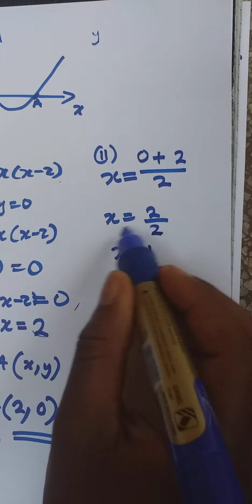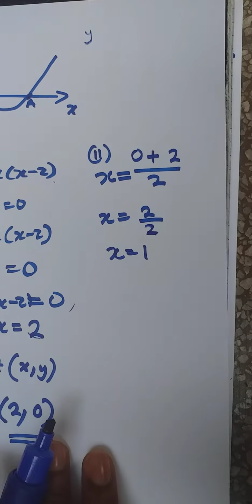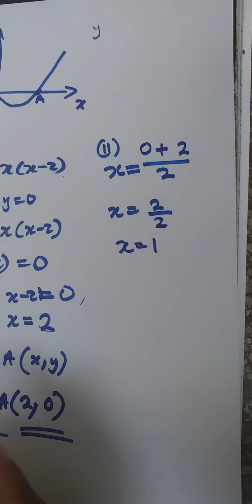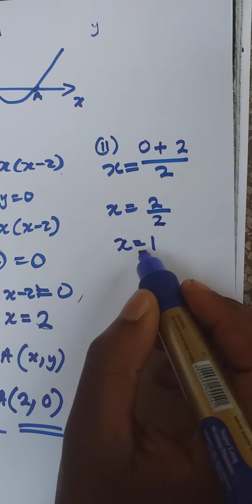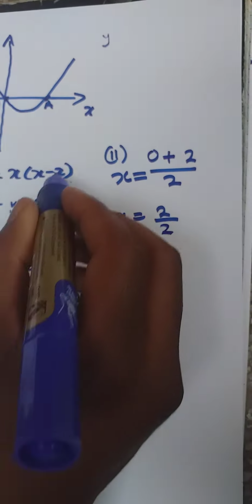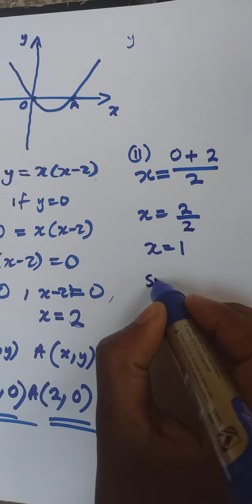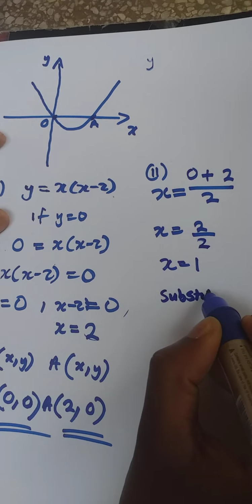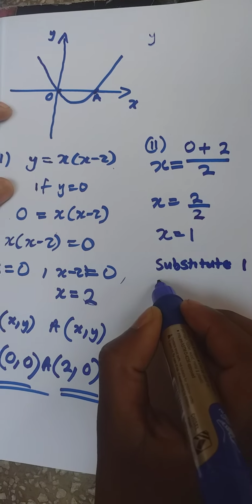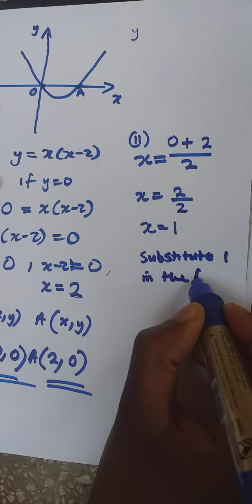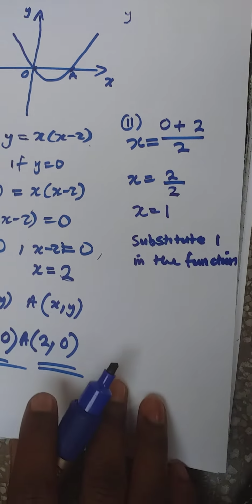But they are not asking us the value of x for the turning point. We want the value of y for the turning point, because that is what tells us the maximum or the minimum. So once we have found the value of x for the turning point, you can easily find the value of y by replacing in the function for this curve. We are saying substitute 1 in the function, so that you find the value of y for the turning point. That's the maximum or the minimum.